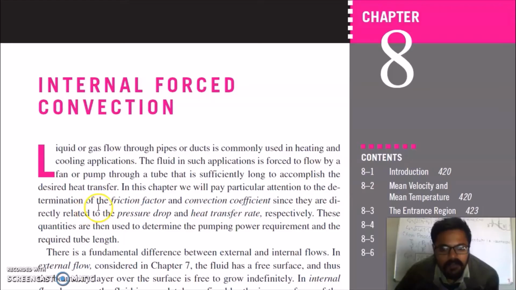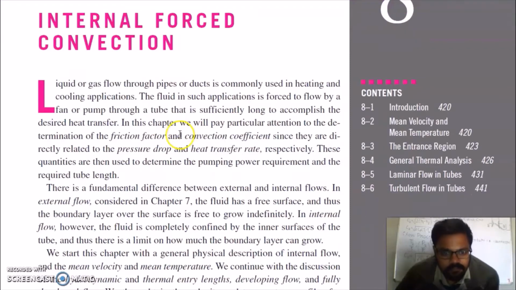Good morning. Today we'll start with internal forced convection. Liquid or gas flow through pipes or ducts is commonly used in heating and cooling applications. The fluid in such applications is forced to flow by a fan or a pump through a tube that is sufficiently long to accomplish the desired heat transfer. In this chapter, we will pay attention to the determination of friction factor and convection coefficient, since they are directly related to the pressure drop and heat transfer rate.